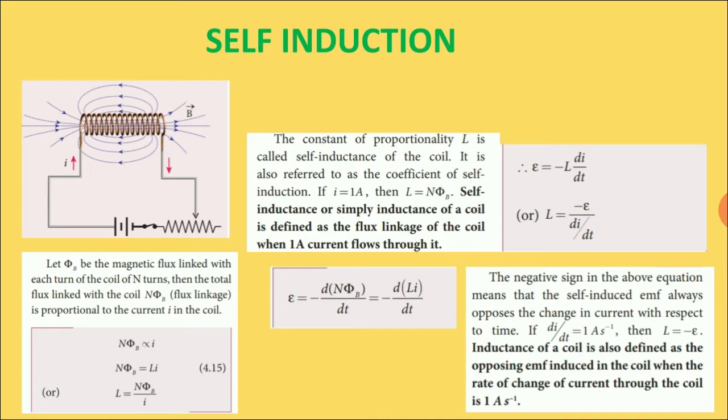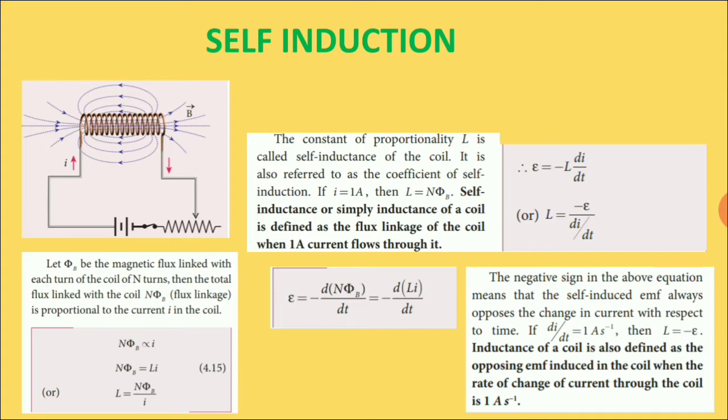The constant of proportionality L is called the self-inductance of the coil. It is also referred to as the coefficient of self-inductance. If I is equal to 1 ampere, then L is equal to N phi_B. Self-inductance, or simply inductance, of a coil is defined as the flux linkage of the coil when 1 ampere current flows through it.